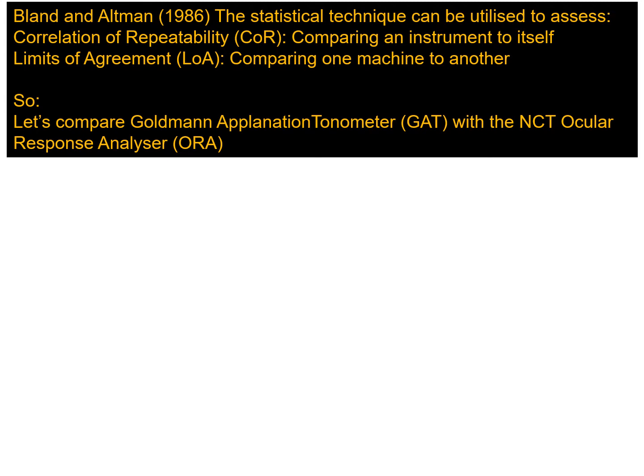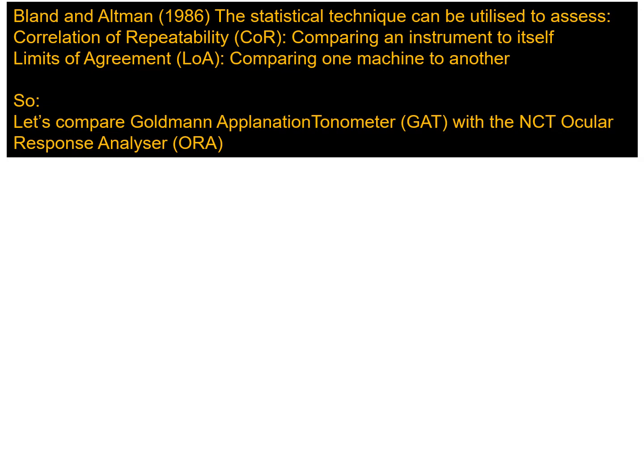So the Bland and Altman technique actually can give you two things. It gives you correlation of repeatability, which is where we take one instrument and we compare it to itself. So repeat measures, whether it's in the same day or over a period of time, whatever, we repeat the measures to see how well it agrees with itself. And technically you need to do that before you do the next bit, which is limits of agreement, where you compare one machine to another. Because if you don't know the variability and the repeatability of each machine, it's very difficult to interpret the limits of agreement between the two machines.